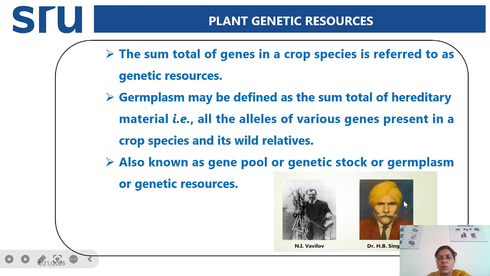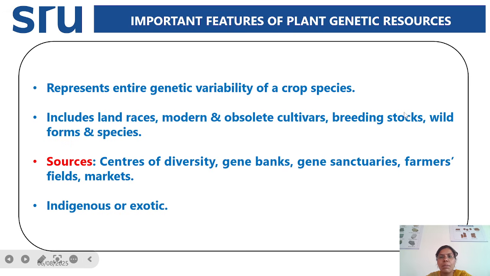Here are the two scientists who worked extensively on plant genetic resources: Vavilov and Dr. H.B. Singh. Next, coming to the main features of plant genetic resources. Generally, plant genetic resources represent the entire variation present in the crop species, and this also includes various kinds of germplasm like land races, modern cultivars, obsolete cultivars, breeding stocks, wild forms and wild species.